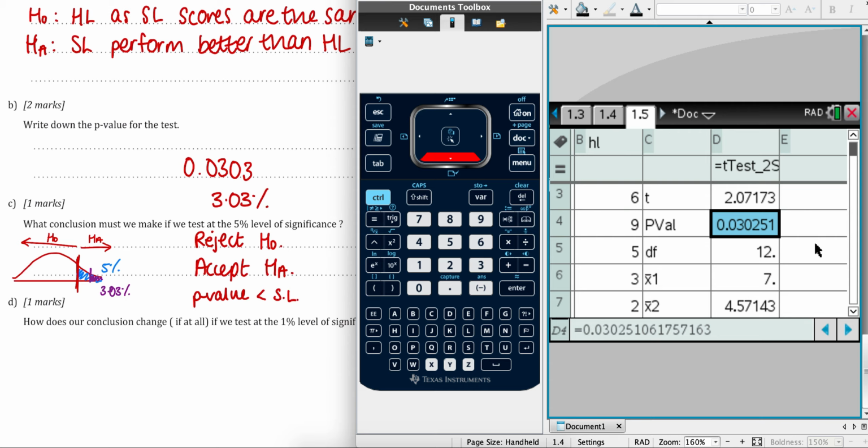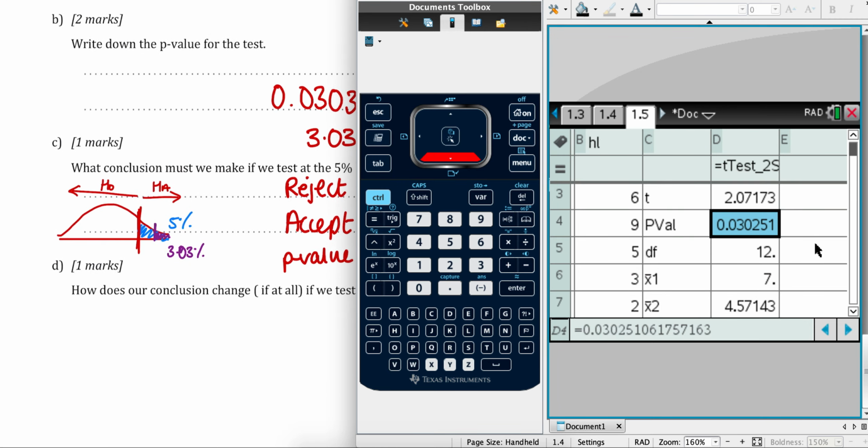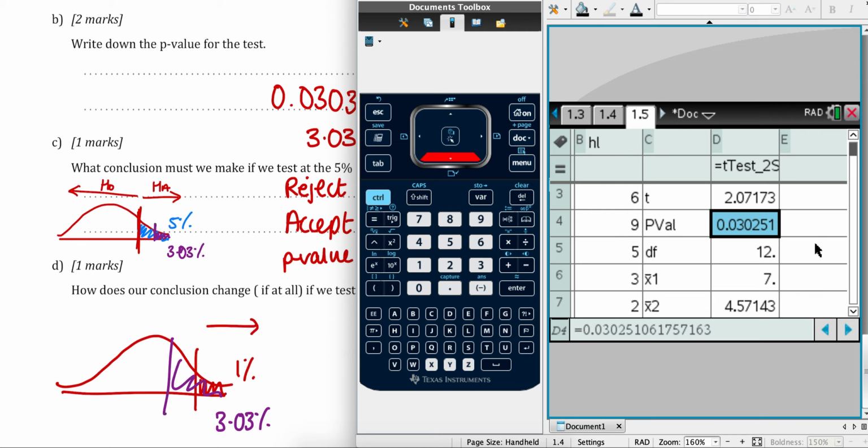And then it says, how does the conclusion change if we actually tested it against a 1% significance level? So if you imagine this time, we're looking at a 1% significance level. So this is an area of 1%. Now my area is 3.03%. So this time, my boundary to take the null or the alternative hypothesis has changed. And this time I'm going to accept the null hypothesis. So I'm going to accept H0. Okay?